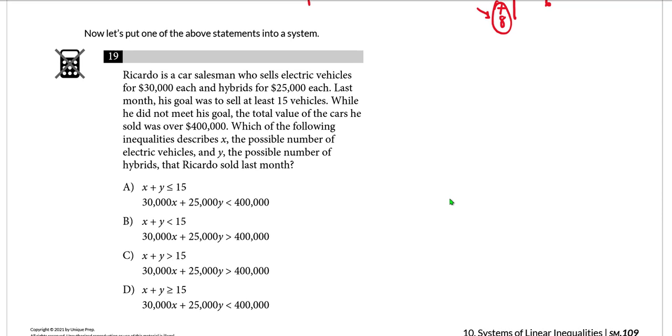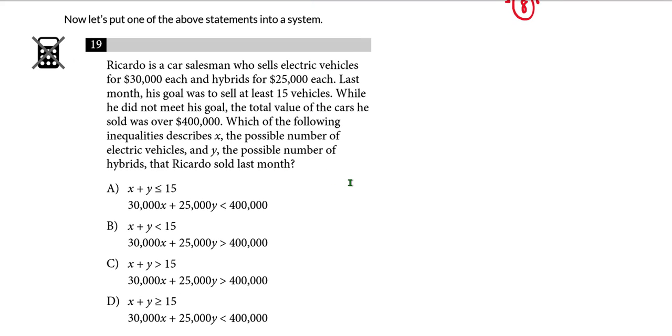Down at the bottom of the page, we have number 19, in which we are going to combine one of the translations that we just made in example 2 above with another linear inequality to form a system. And the somewhat interesting thing about number 19, if you find anything interesting about an SAT question, is that we don't actually have to solve anything here. We don't have to solve any system. We just have to create the system with translation.